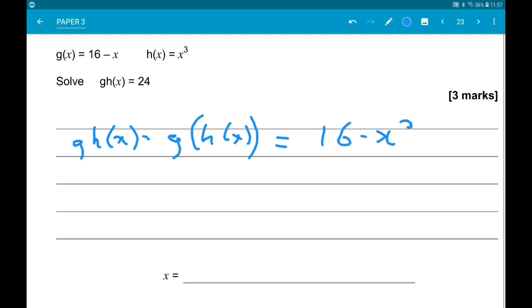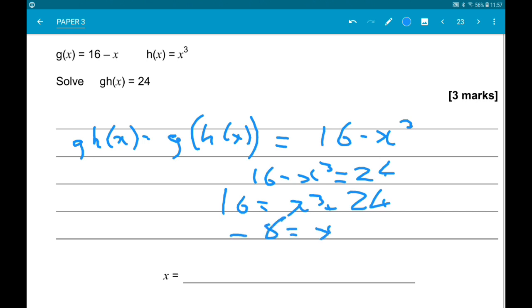So now the equation is 16 minus x cubed is equal to 24. Then we can add x cubed, so 16 equals x cubed add 24, take away the 24, minus 8 is x cubed, cube root, x is minus 2.